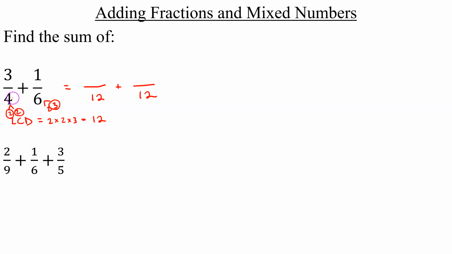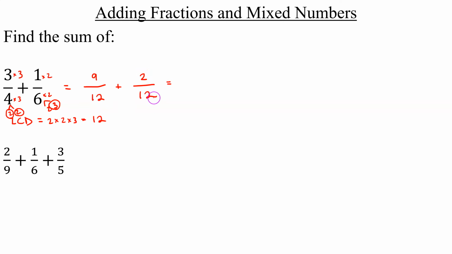For our first fraction, in order to go from 4 to 12, we had to multiply this by 3. So if we multiplied our denominator by 3, we need to multiply our numerator by 3. And 3 times 3 is 9. For our second fraction, in order to go from 6 to 12, we had to multiply our denominator by 2. So we're going to multiply our numerator by 2 as well. 1 times 2 is 2.